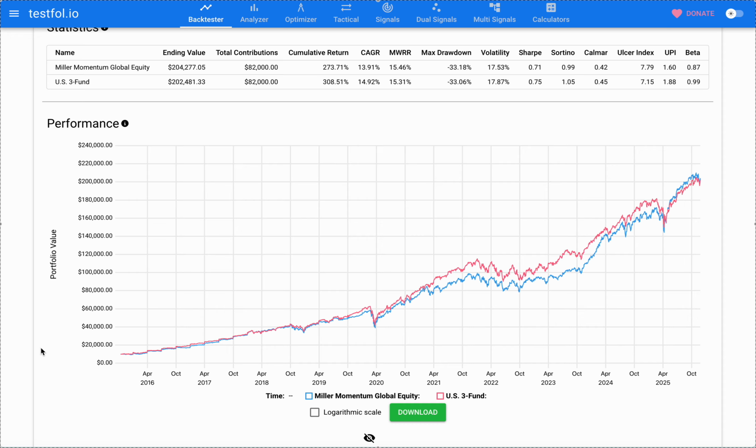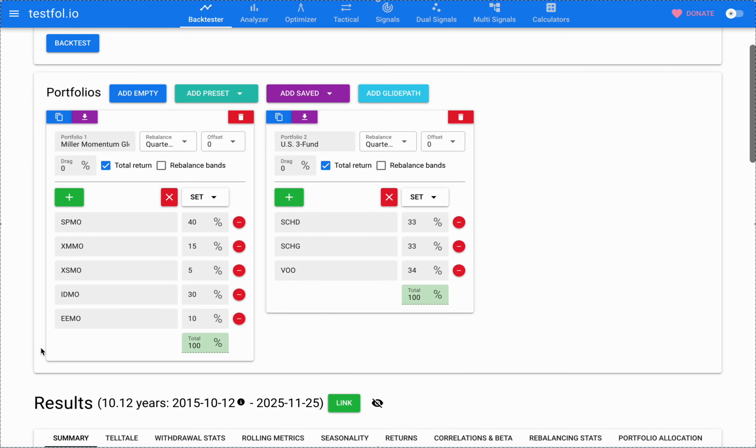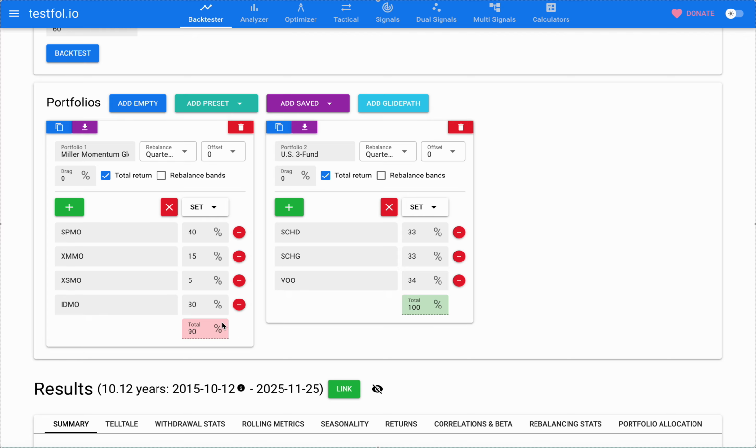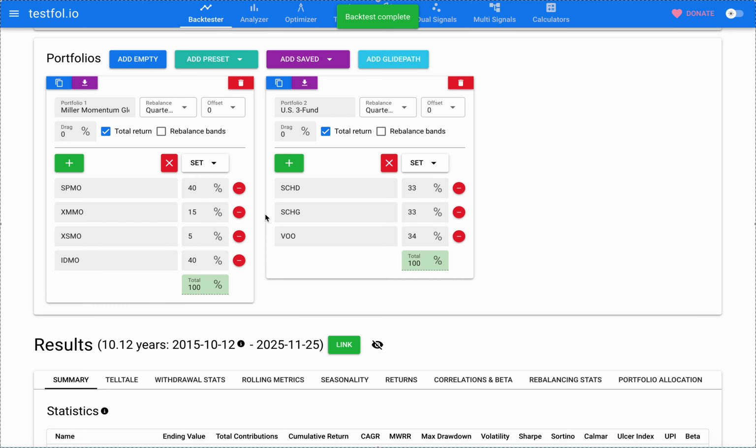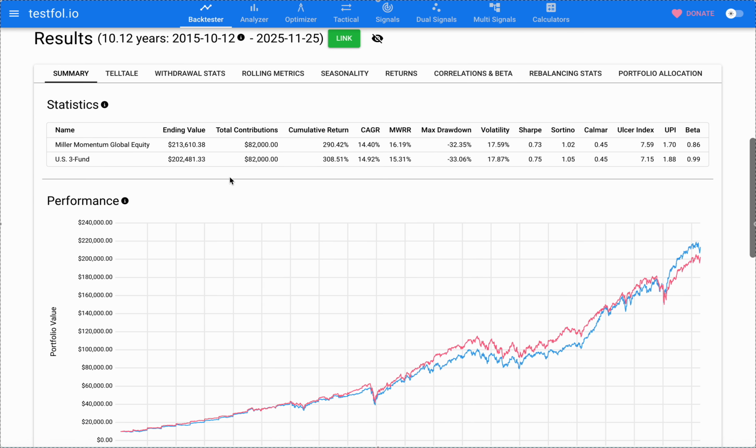Now, what's interesting here is that the beta for Miller Momentum Global Equity is 0.87. So we've actually improved our beta a little bit and kept a slight outperformance over the US 3 fund with that continual contribution strategy. Now, to get a more accurate sense, we can get rid of the EEMO, increase IDMO up to 40%, and get a better approximation of how the Miller Momentum Global Strategy would have worked if Freedom had been available 10 years ago.